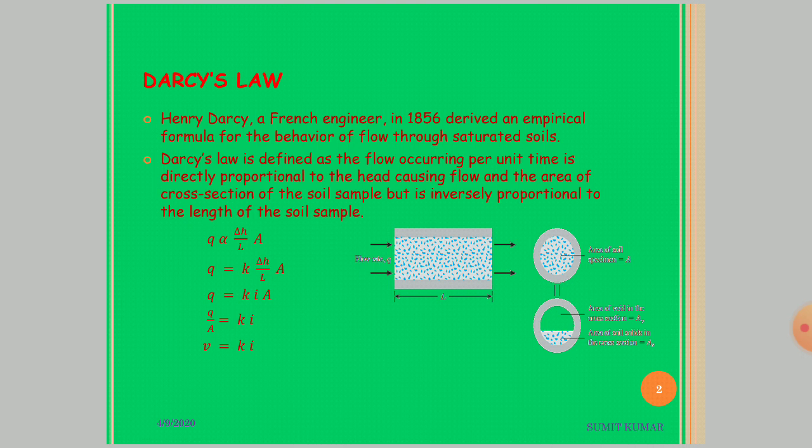del H by L is the hydraulic gradient. Then we can write the equation Q is equal to KIA, where Q is the flow in unit time, K is the hydraulic coefficient of the soil or coefficient of permeability, A is the cross-sectional area of the soil sample. Now we can write discharge per unit cross-section area as discharge velocity, that is Q by A is equal to V. Then Darcy law may be expressed as V is equal to Ki.